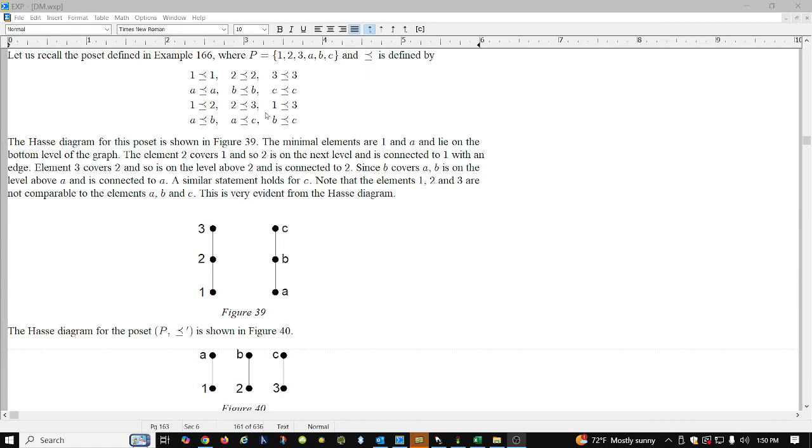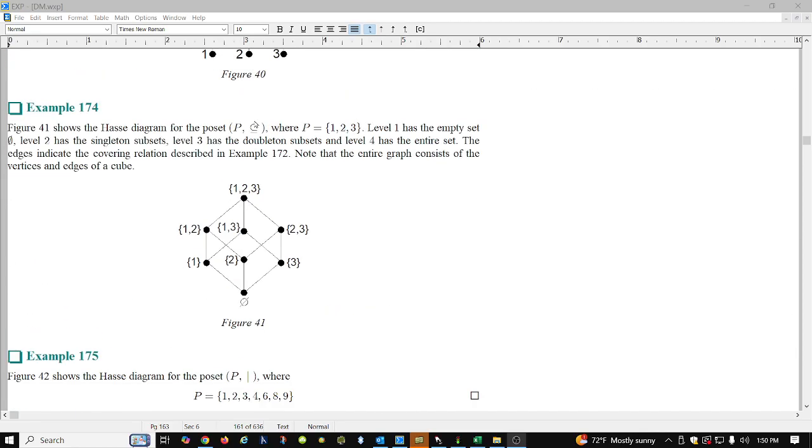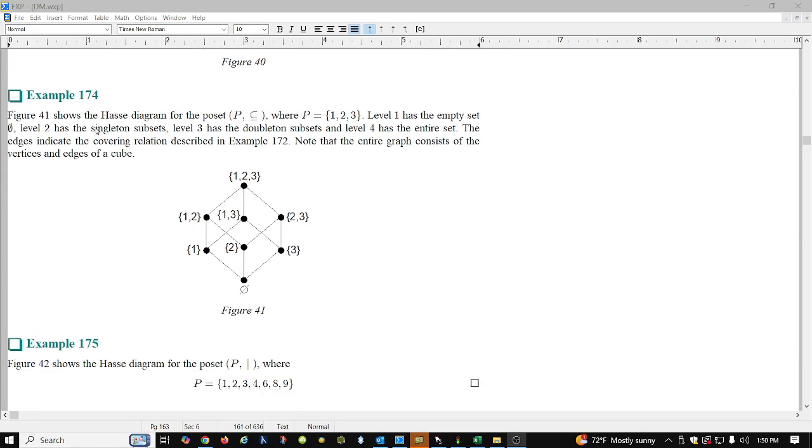Okay, this wasn't really that interesting in the sense that I just made this order relation up. So let's look at something more serious. Let P be the set {1, 2, 3} under set inclusion. Level 1 of the Hasse diagram will have the subsets of P for which there's nothing smaller. That's only the empty set. So level 1 here just has one vertex labeled with the empty set.